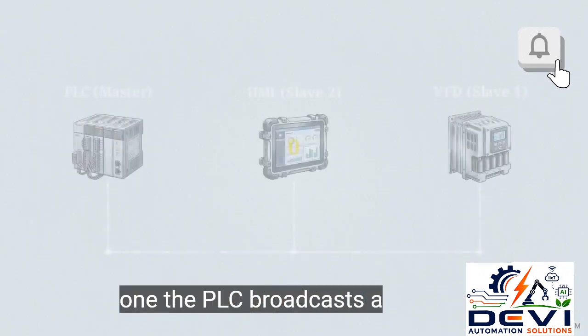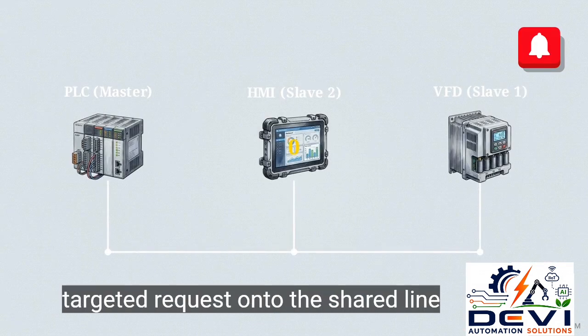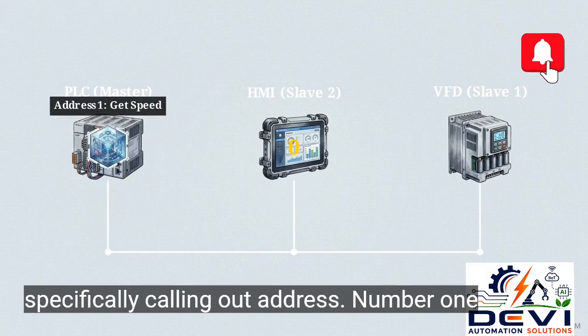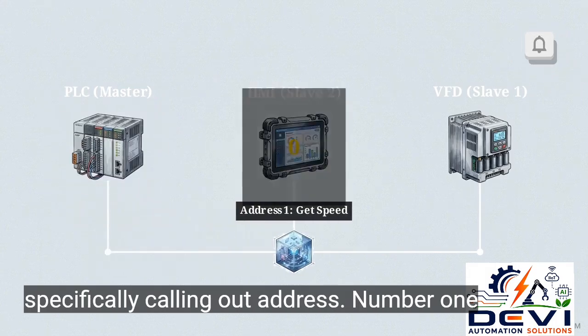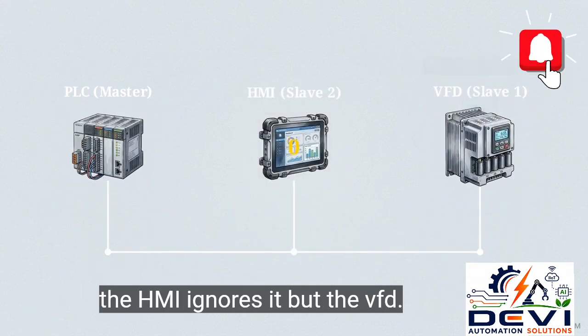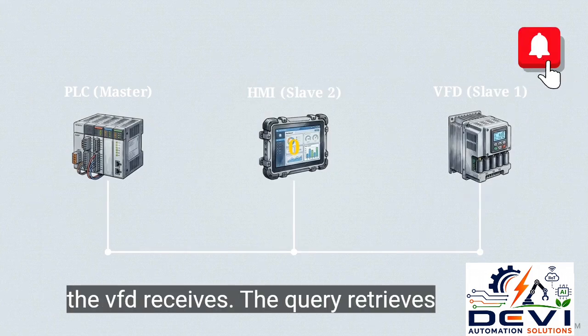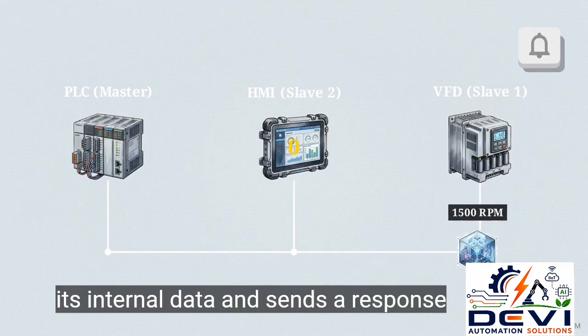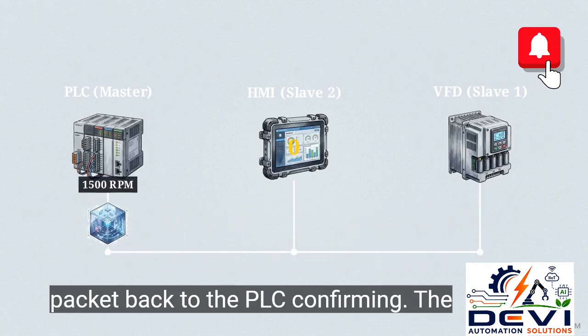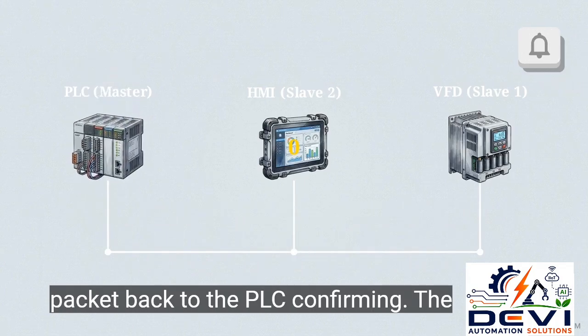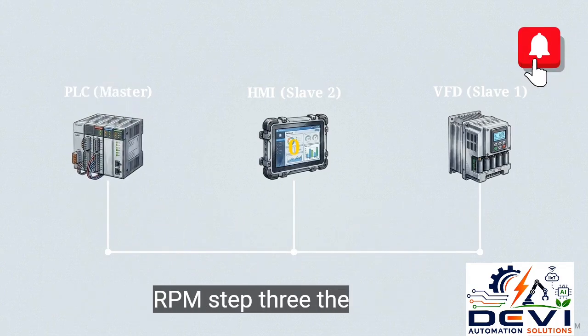Step 1. The PLC broadcasts a targeted request onto the shared line, specifically calling out address number 1. The HMI ignores it, but the VFD accepts the message. Step 2. The VFD receives the query, retrieves its internal data, and sends a response packet back to the PLC confirming the motor is running at 1500 RPM.